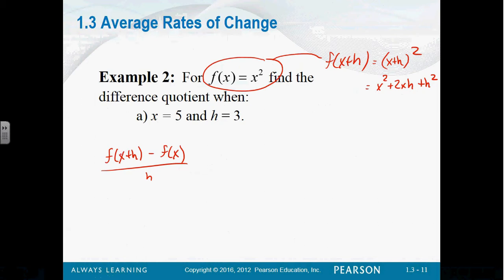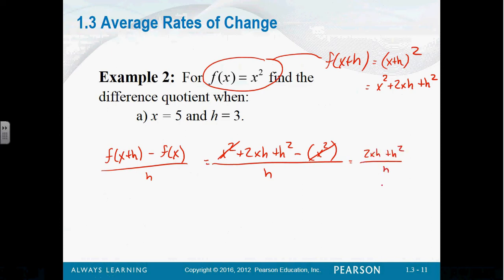Okay? So then we plug that in down here. f of x plus h is x squared plus 2xh plus h squared. Subtract f of x, which is just x squared, over h. The x squareds will cancel out. 2xh plus h squared over h. We can factor an h out of the top. Leaves us with 2x plus h. Those h's cancel out, and we just get 2x plus h. So there's our difference quotient.